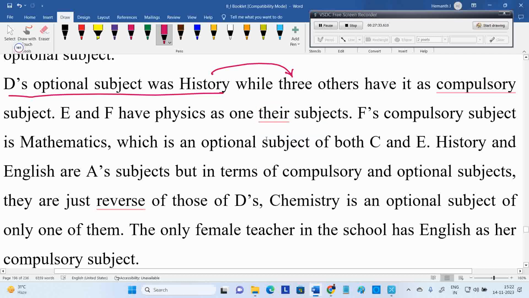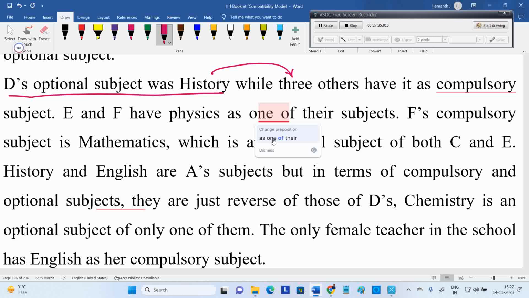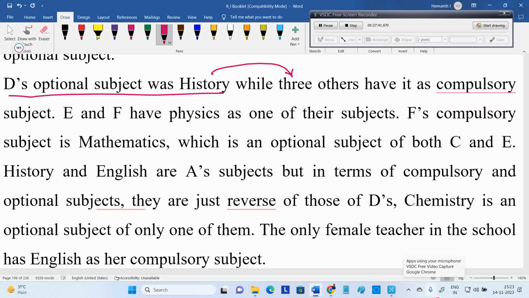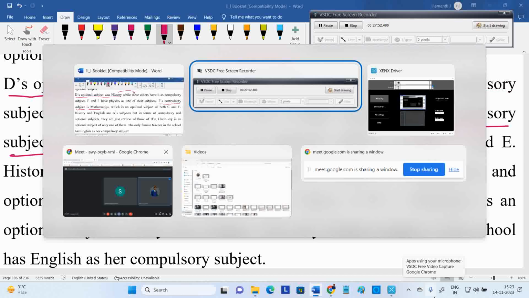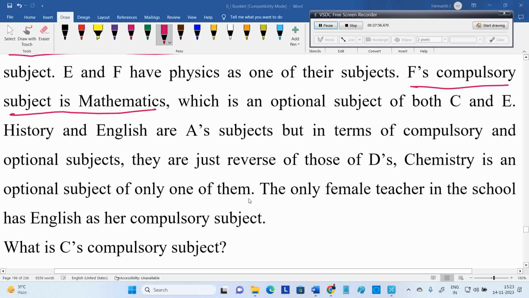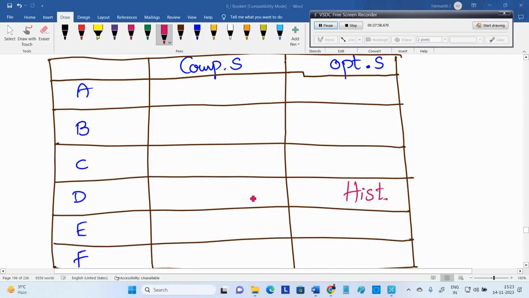One of their subjects as optional, but fine. Which is compulsory, which is optional, we don't have info. That also leave. Here I have a direct information. F compulsory subject is mathematics. Fill that slot. F compulsory is maths.